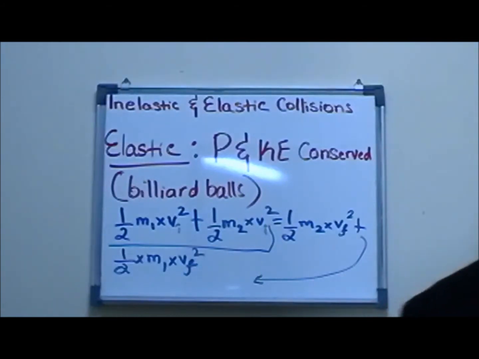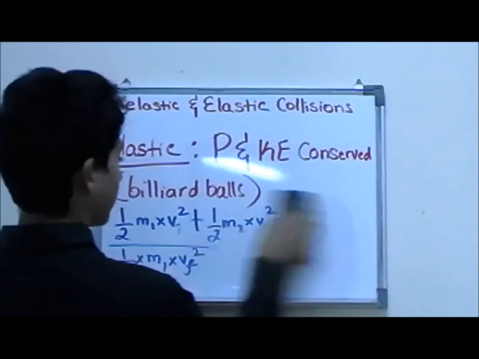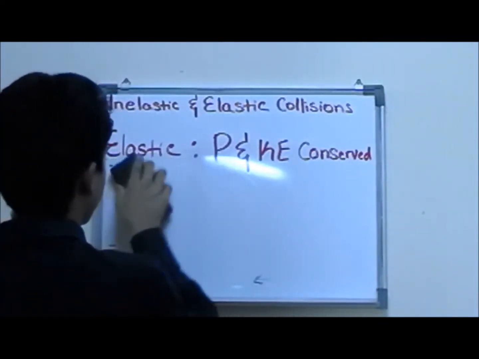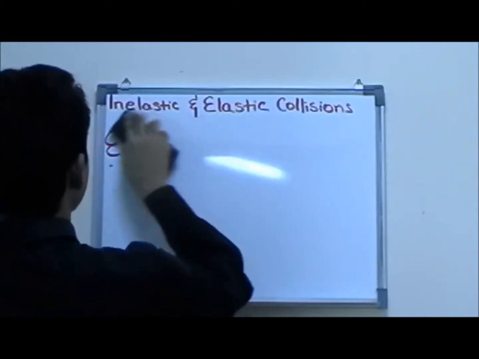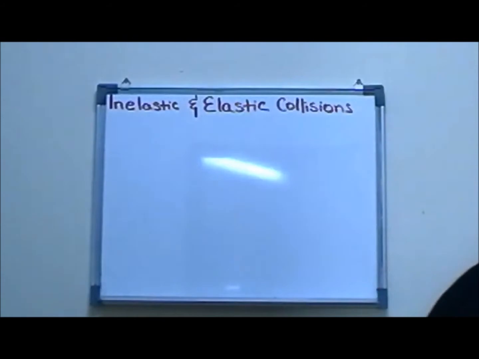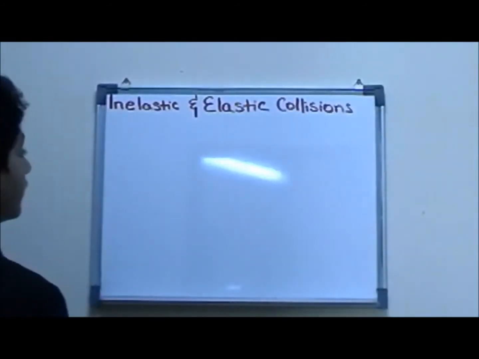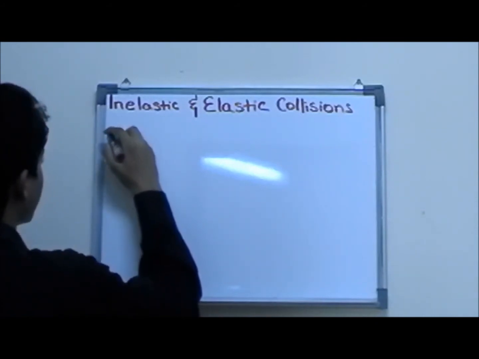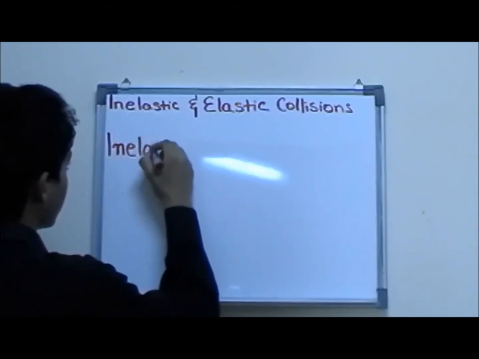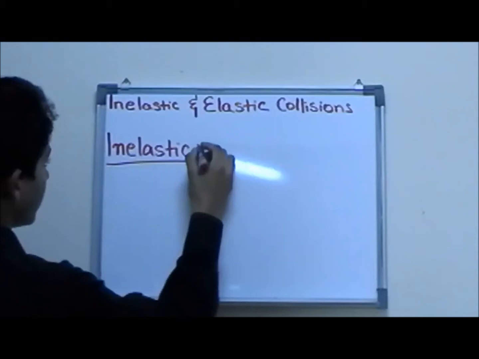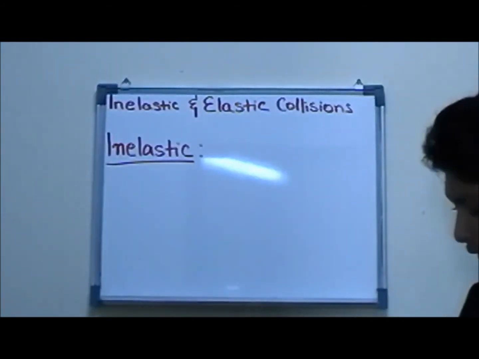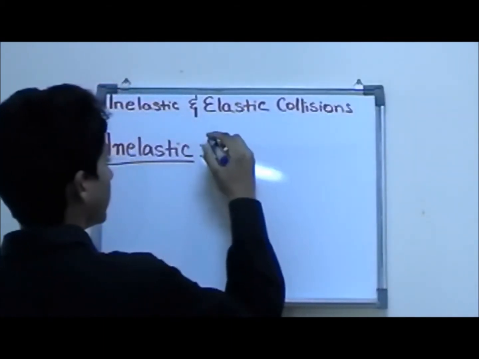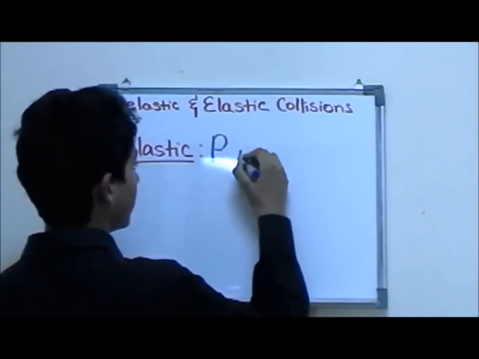Now let's compare this with inelastic collision. An inelastic collision should have either kinetic energy conserved, or momentum conserved. So we're just going to find out what is conserved right now. We'll be talking about inelastic, and in an inelastic collision, what is conserved is the momentum. P is conserved.